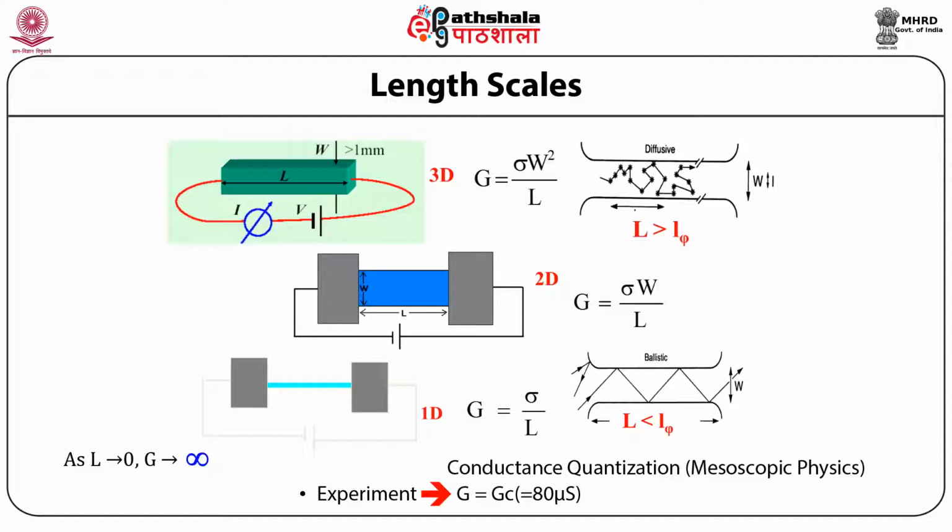Now if we go to two dimensions, two length scales come into the picture, that is the width W and the length L. We have G equal to sigma W by L. Now we switch over to three dimensions, where we have three scales, L, W, and the depth, which is the same as the width. So G is equal to sigma W square by L. Now in three dimensions it becomes macroscopic, that is L is greater than L phi.